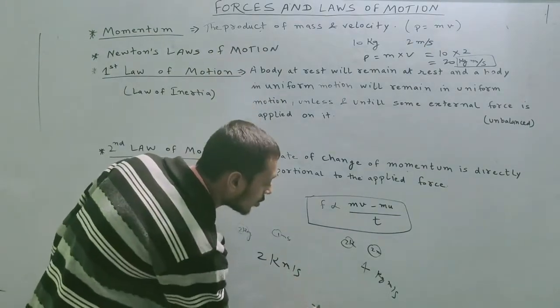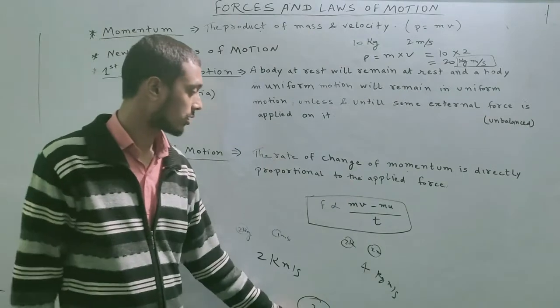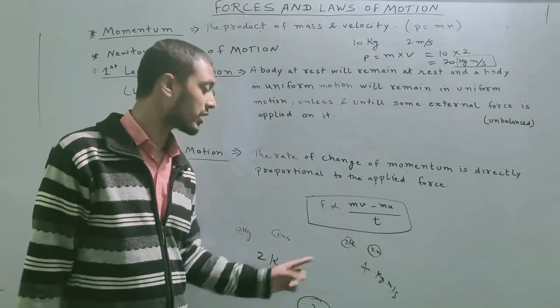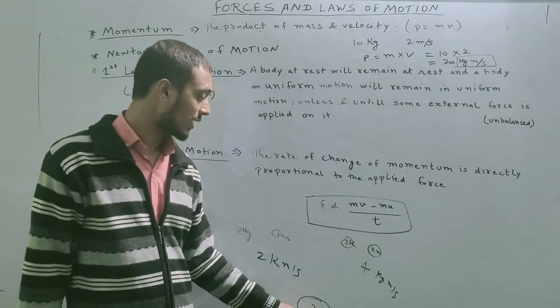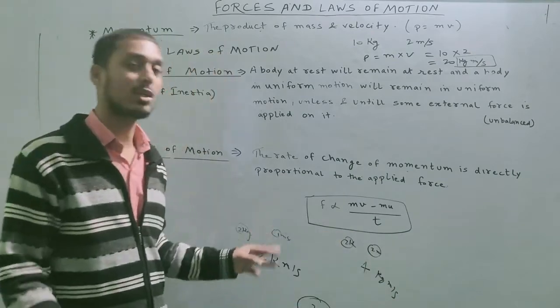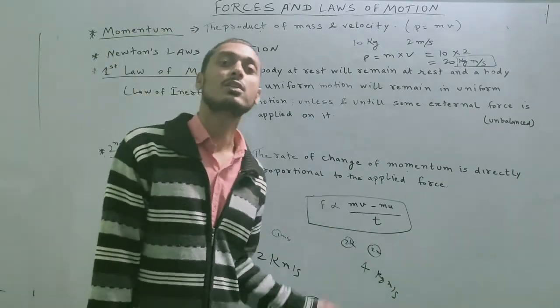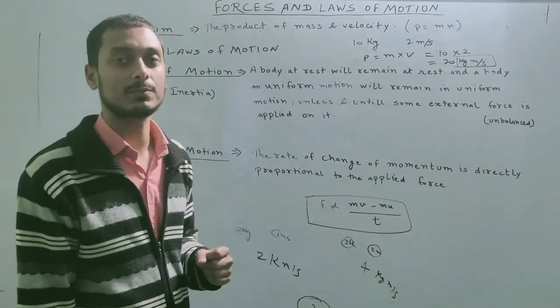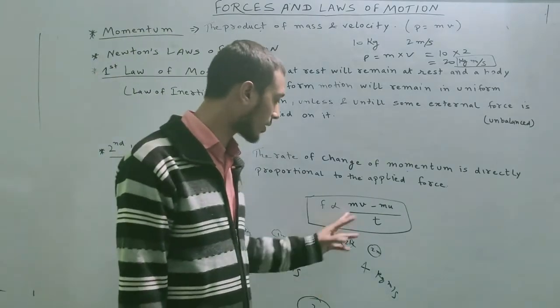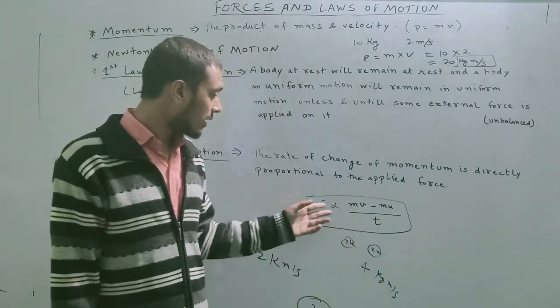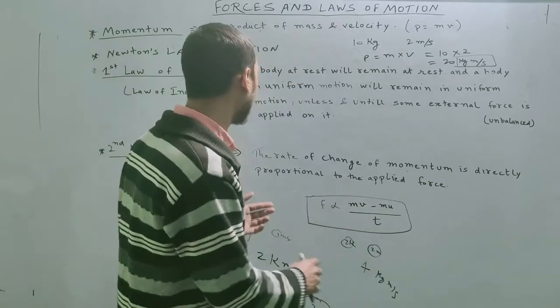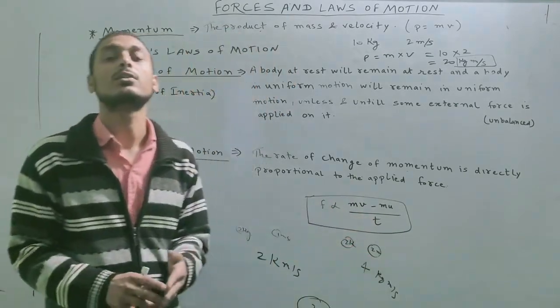4 minus 2 equal to 2. Right? 4 minus 2 in 1 second. The 2, we can say in this situation the rate of change of momentum is 2 kg meter per second. Okay? This is talking about this. We can understand it in another way.